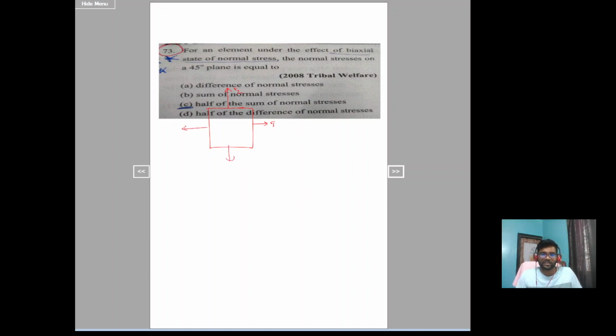In case of biaxial stress condition, there won't be any shear stress on these planes. So sigma 1 and sigma 2 will be the major principal stress and minor principal stress. I don't know which one is major and which one is minor, but I am just mentioning sigma 1 and sigma 2. Now he is asking to calculate the normal stress on a 45 degree plane. The 45 degree plane is nothing but the maximum shear stress plane. The normal stress on the maximum shear stress plane is sigma average, which is equal to sigma x plus sigma y by 2.